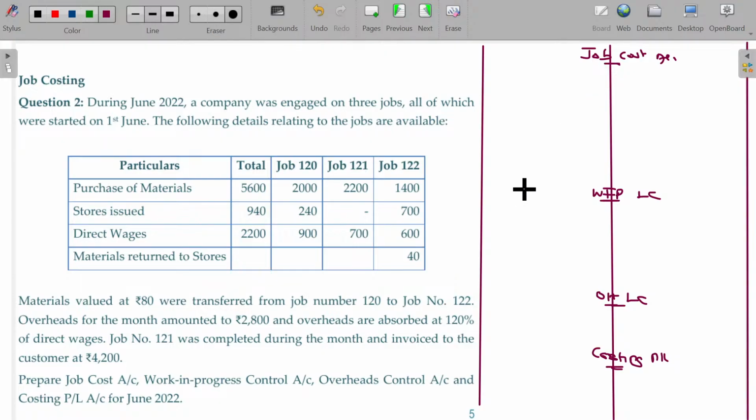What you do? Debit all expenses, and once it is finished, it will be transferred. It seems to be like a manufacturing account. All the expenses are debited. Once the goods are completed, it will be transferred to the costing P&L account. During the year June 2022, the company was engaged on 3 jobs, all of which were started on 1st June. The following details are given here.